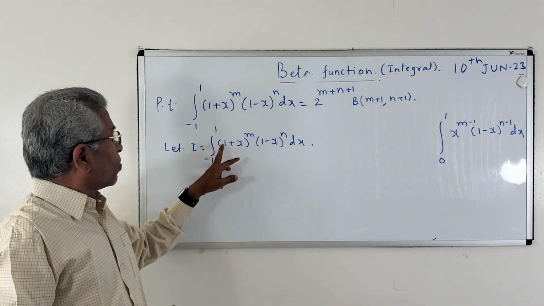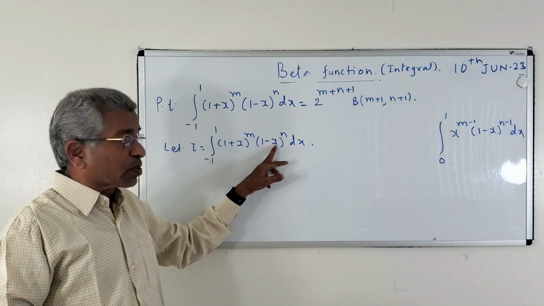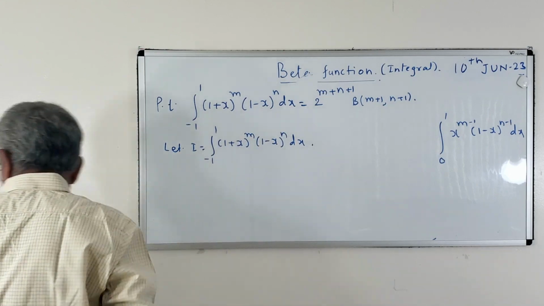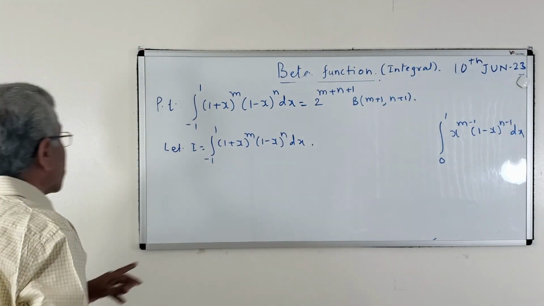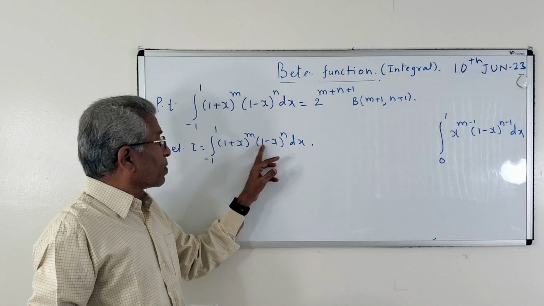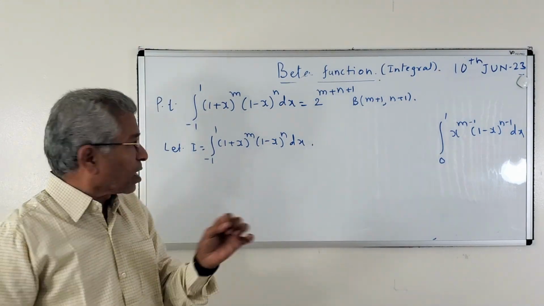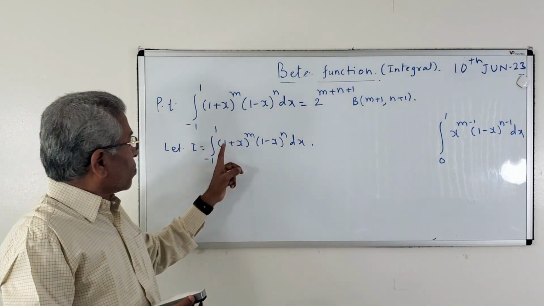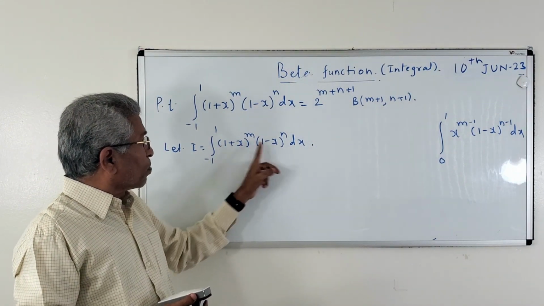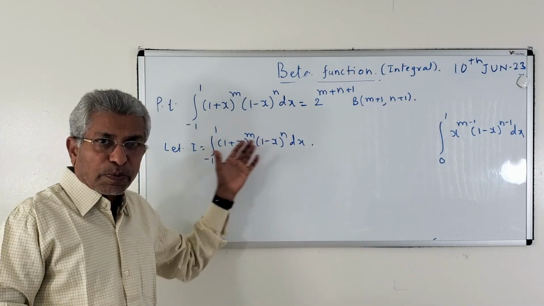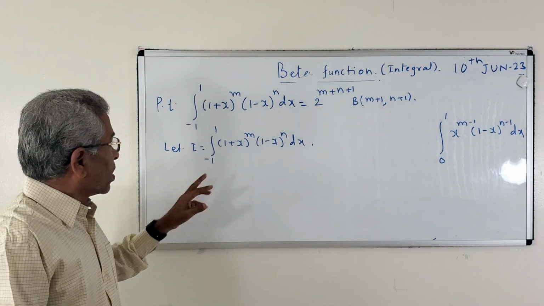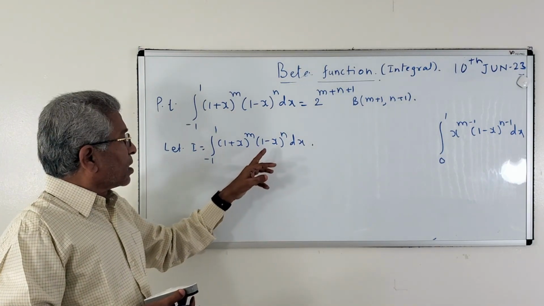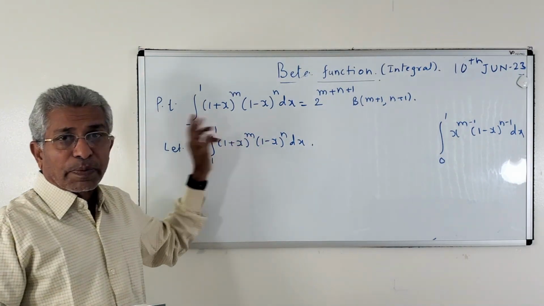See here, 1 plus x is algebraic, 1 minus x is also algebraic. Limits are minus 1 to 1. Ignore the powers and see this 1 plus x and 1 minus x. Just try to understand how to decide the substitution for such examples. Now, 1 plus x and 1 minus x are the two functions multiplying. Which one is 0 for the lower limit? And the other one must be 0 for the upper limit.